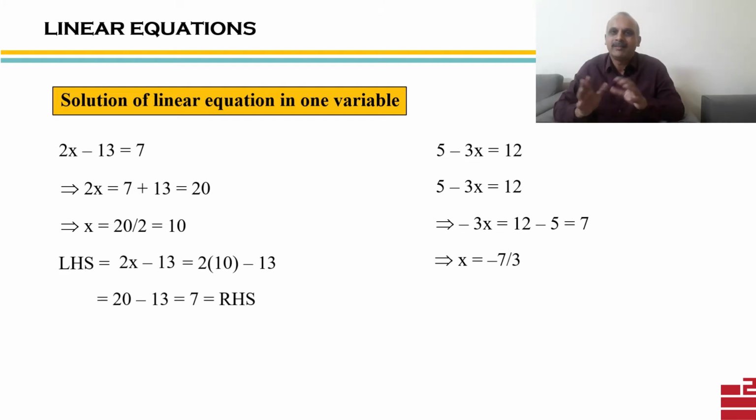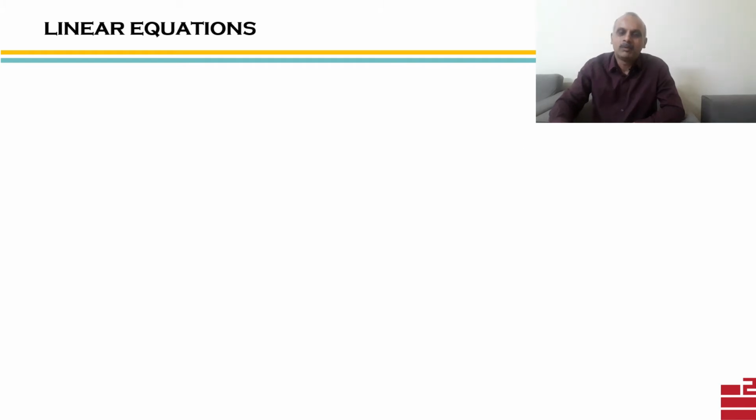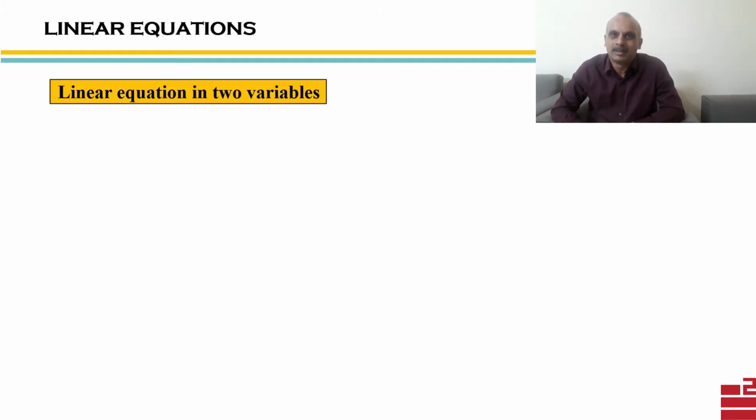Now that was a very basic aspect of solution of linear equations. Now let's move on to linear equations in two variables. In this, we will have two variables like x and y. For example, this is one example of a linear equation in two variables, that is 2x plus 3y equal to 7. So we see there are two variables, x and y. Similarly, we can have more examples like this.